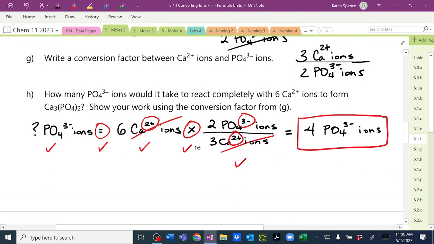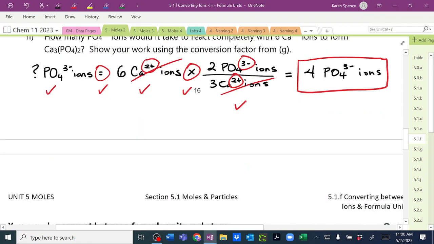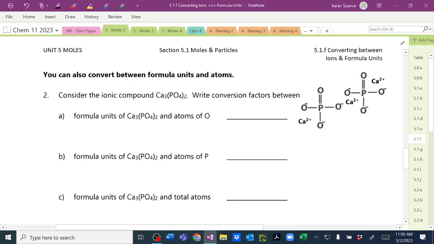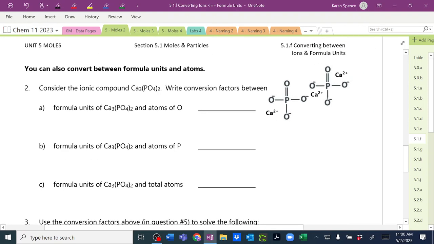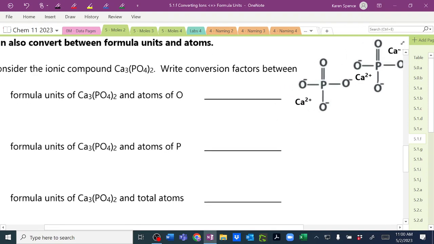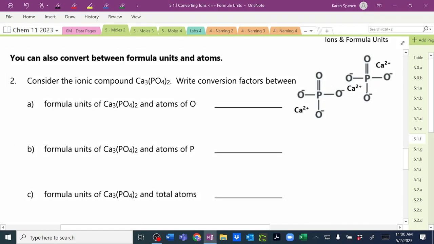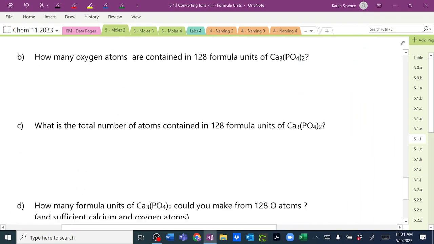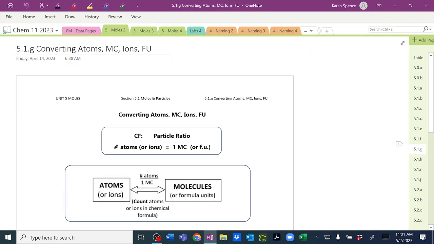Do you see how we're now combining units 1, 2, and 3? And 4? Now, you can also convert between formula units and atoms. I don't feel like we need to go through this. It's more of the same. Would you like to go through it? No. Okay, so we're not going to go through that. I will leave that for another time.